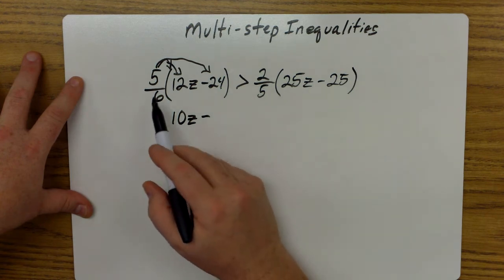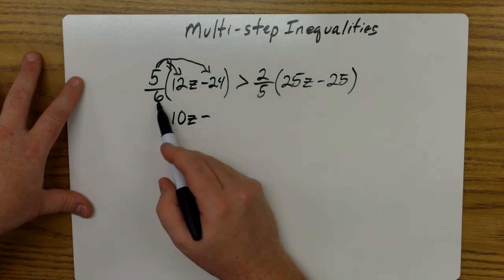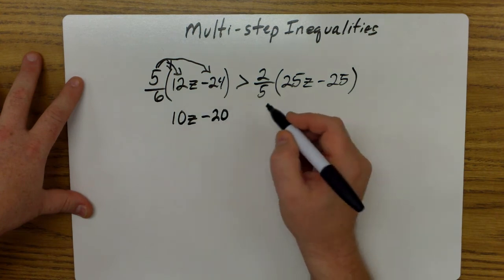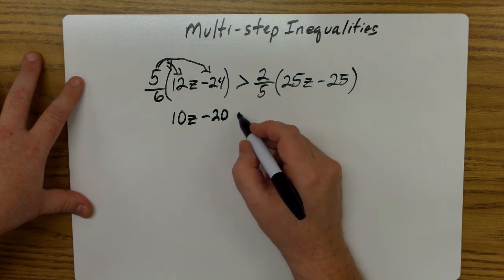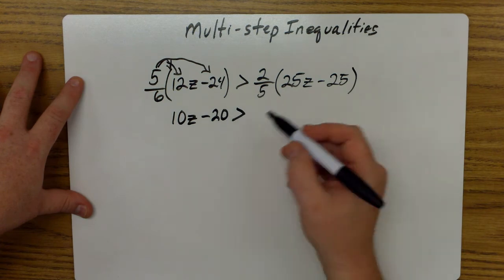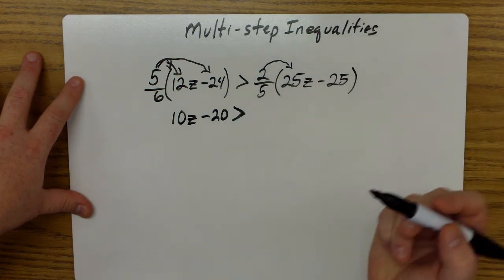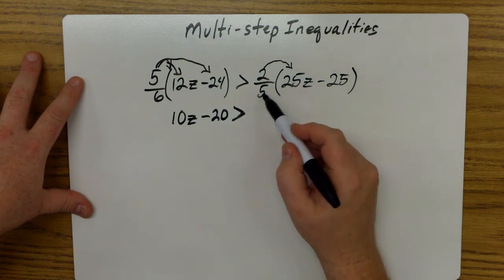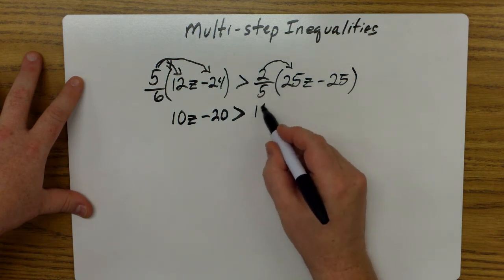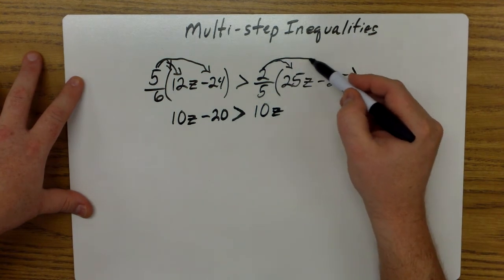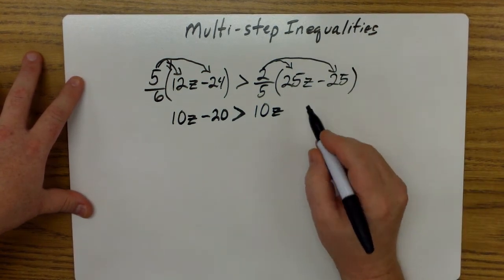Positive times negative is negative. 24 divided by 6 is 4. 4 times 5 is 20. So 5/6 of 24 is 20. Greater than, distribute my 2/5 to my 25. 25 divided by 5 is 5. 5 times 2 is 10z. And distribute my 2/5 to my negative 25.